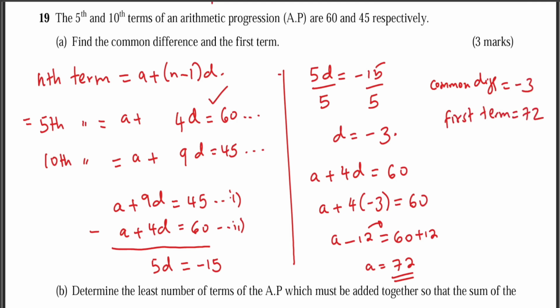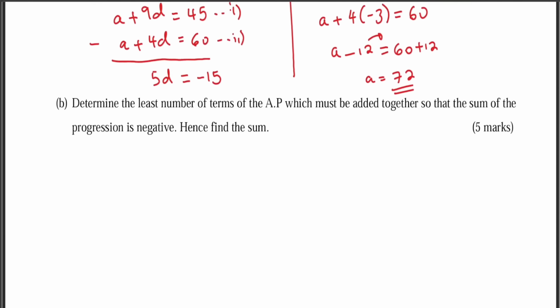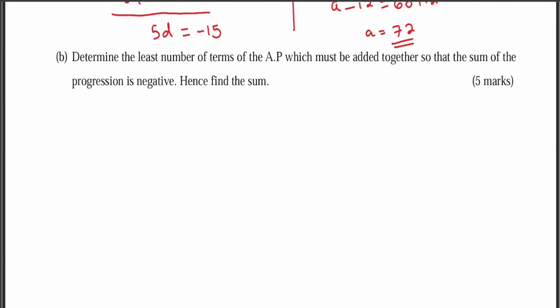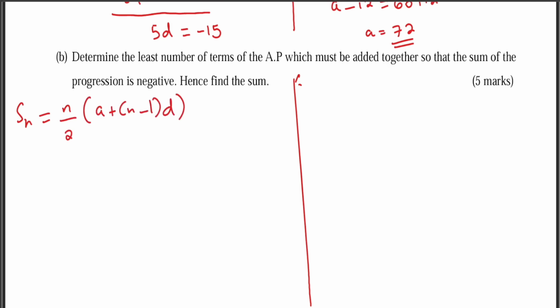So tayari. Question B, determine the least number of terms of the AP which must be added together so that the sum of the progression is negative. Hence find the sum. Wacha nichore line. So which must be added together. So remember that the sum of any AP is n over 2 into bracket 2A plus n minus 1 times D, not A.